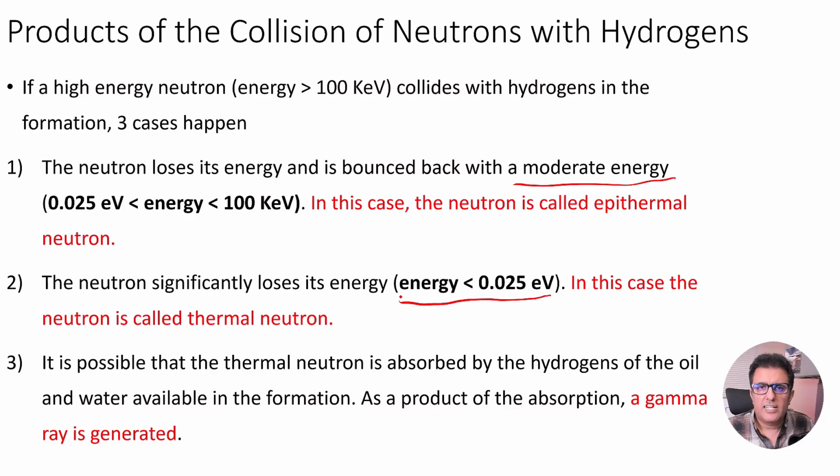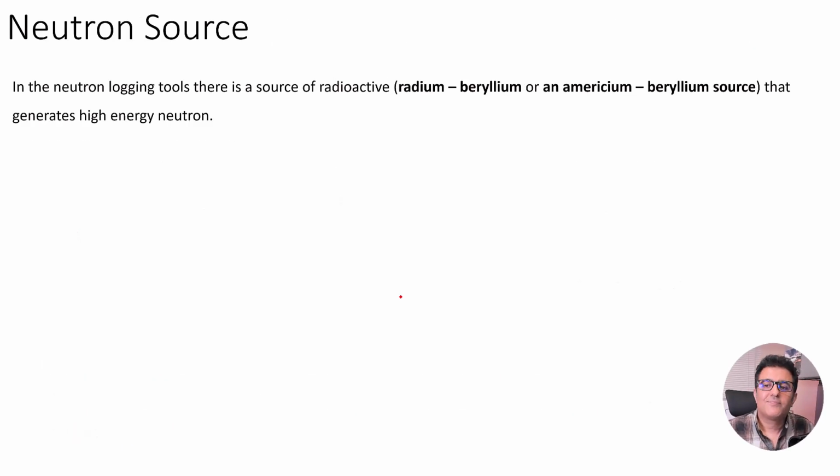And the third scenario is that the neutron is completely stopped, and in such a case, a gamma ray will be produced. So these are the three scenarios that happen as a result of collisions of neutrons with hydrogen nuclei. So what source do we use in order to produce high energy neutrons? We may use radium-beryllium or americium-beryllium to produce high energy neutrons.